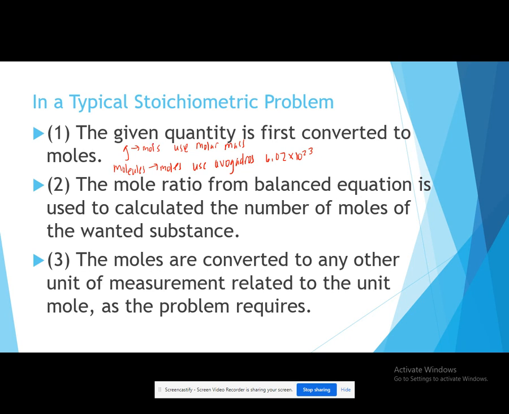So once you get it into moles, you use the mole ratio from the balanced equation to go from moles of one substance to moles of another. And then once you get it to moles of the substance that you want, you can convert it to any other unit of measurement related to the mole, such as grams or molecules or formula units or atoms. So you can go anywhere.